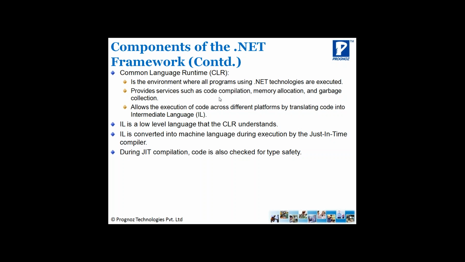It provides services such as code compilation, memory allocation, and garbage collection, and allows the execution of code across different platforms by translating the code into intermediate language code. So compiling the code and converting it into native is also done by CLR. Once the code is converted into IL code, we say it is language neutral code. It doesn't have the specifications of a specific programming language.